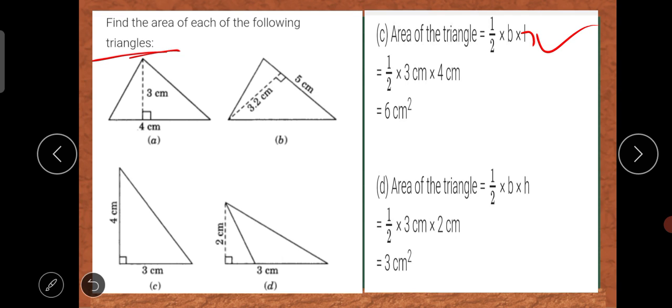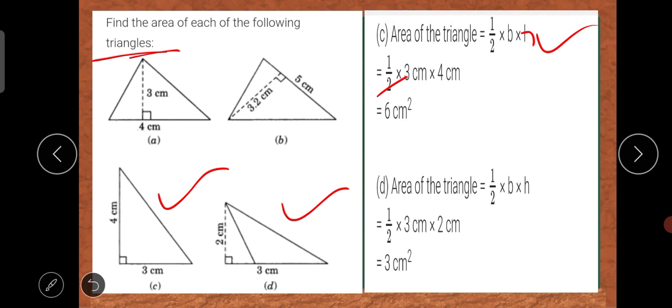This is a 3-number question, and I am going to solve 2 questions here. So here, what is the length given? 4 centimeter, and what is the breadth given? 3 centimeter. So put the value here: 1 upon 2 multiplied by B, means 3, and height, means 4. So 1 upon 2 multiplied by 3 into 4.